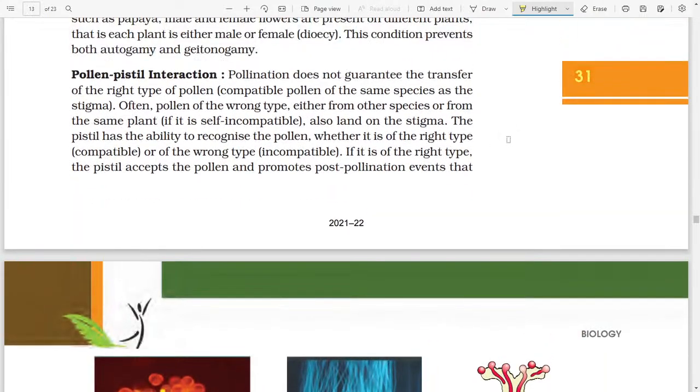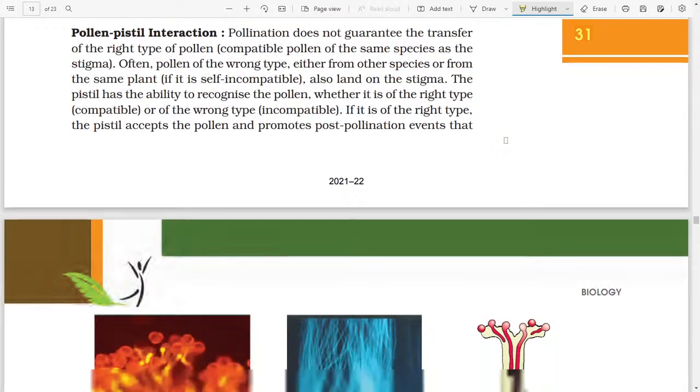Pollen-pistil interaction. Pollination does not guarantee the transfer of the right type of pollen, compatible pollen of the same species as the stigma. Often, pollen of the wrong type, either from other species or from the same species if it is self-incompatible, also lands on the stigma. The pistil has the ability to recognize the pollen, whether it is the right type or the wrong type. If it is the right type, the pistil accepts the pollen and promotes post-pollination events.